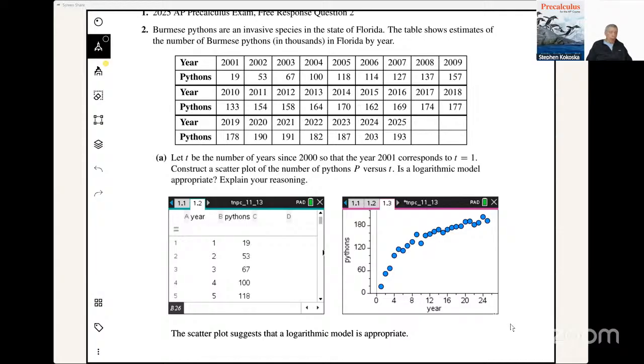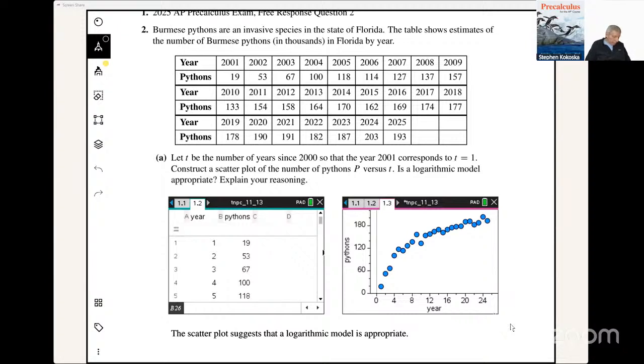And the very first thing I want to do is to construct a scatter plot of this data. I want to get some idea of being able to model this. What kind of a function could I use? Is it quadratic? Is it cubic? Is it exponential? Is it sinusoidal? So anyway, I want to get a scatter plot, and I want to determine if this model appears to be logarithmic.